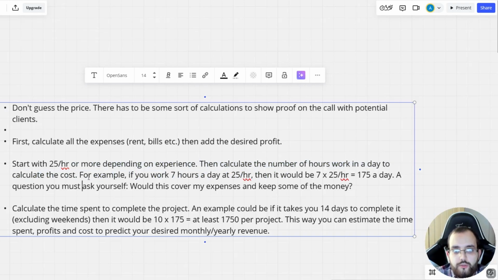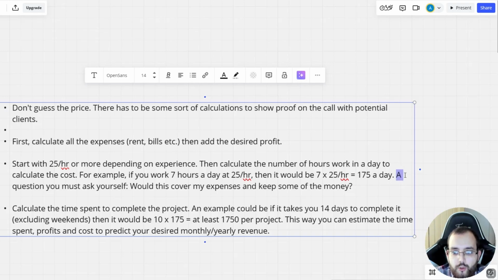So for example, let's say as a baseline that you work 9 to 5. So instead of 8 hours, let's say you do 7 hours of work. If you work 7 hours a day at 25 an hour, that would be 7 times 25, which is 175 euros a day, pounds a day, dollars a day, etc.